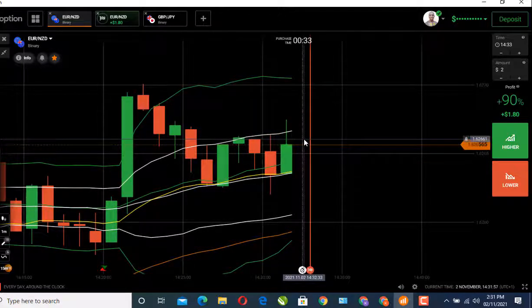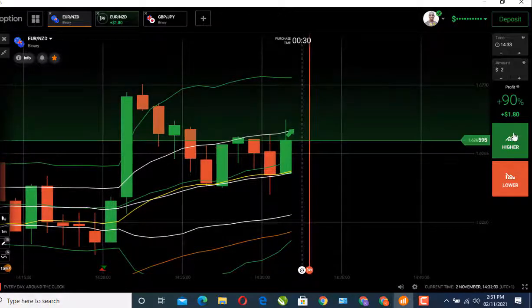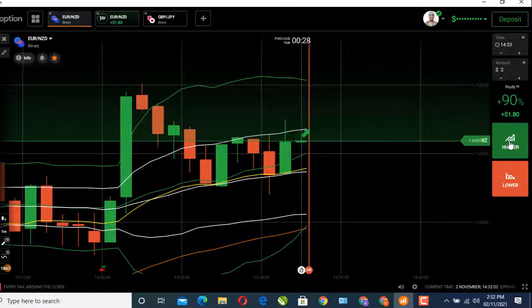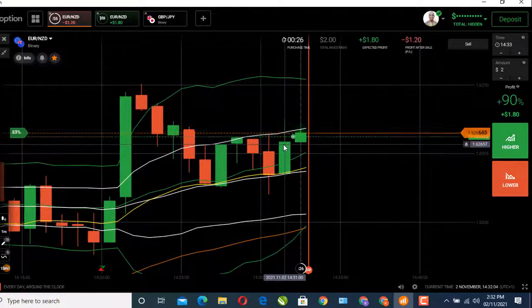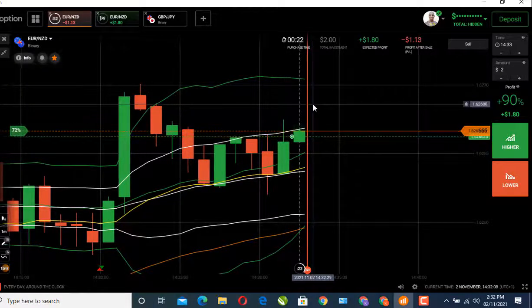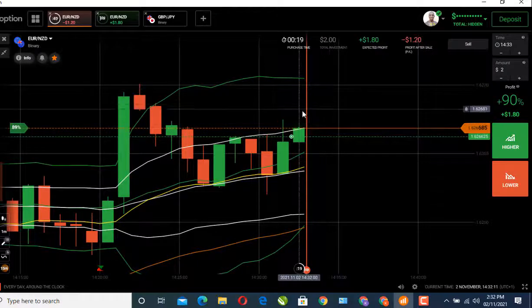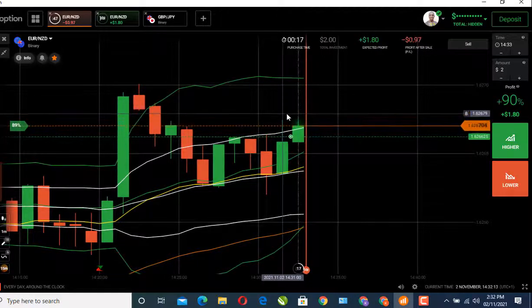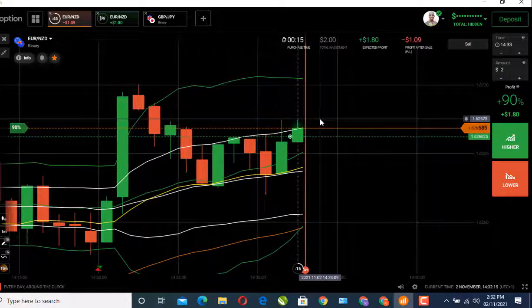If this candle is a hammer, I will place my trade. Yes, I place my trade, call option, because of this hammer candlestick. I know definitely the market will go up. That's why I place my trade. This is the continuation, and this is the pullback.